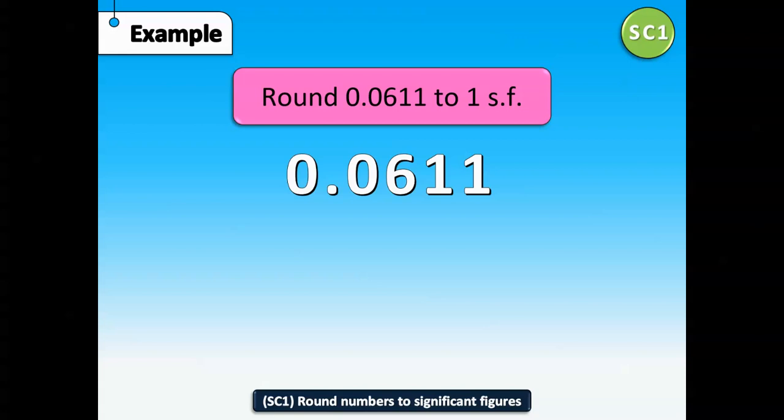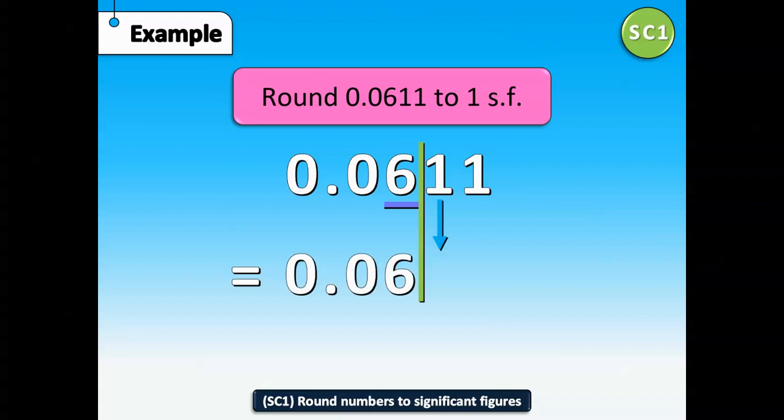This time, we want to round this number to one significant figure. So the first significant figure is the 6. So we put a line behind the 6, and we look at the next number after the line, which is a 1, which means we round down. So we keep the number as 0.06.